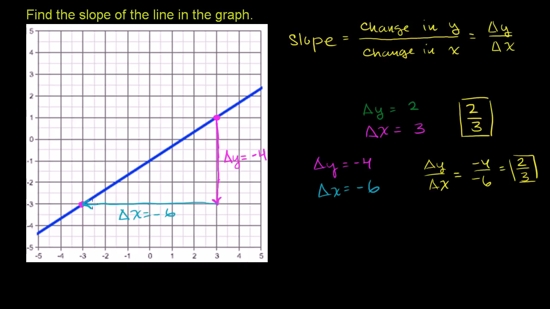-4 over -6. If I viewed this as my starting point, I could say that I went up 4. So the change in y would be 4, and then my change in x would be 6. And either way, once again, change in y over change in x is going to be 4 over 6, 2/3. So no matter which point you choose, as long as you think about it in a consistent way, you're going to get the same value for slope.